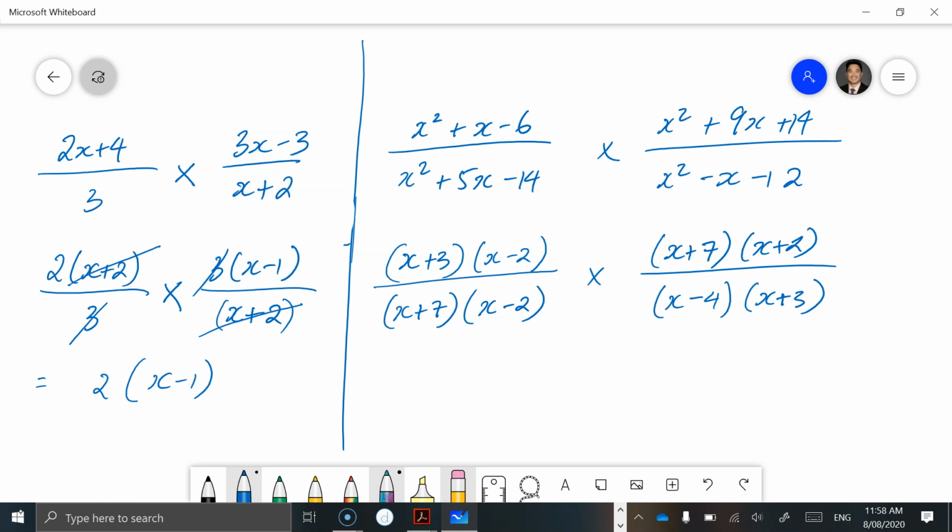So I've now factorized all 4 parts, and all I need to do from here is cancel out the common brackets. So I can see there's an x plus 3 and x plus 3. I see an x minus 2 and x minus 2. I also see an x plus 7 and an x plus 7. They can all cancel out. All that's left is an x plus 2 on the top and an x minus 4 at the bottom.